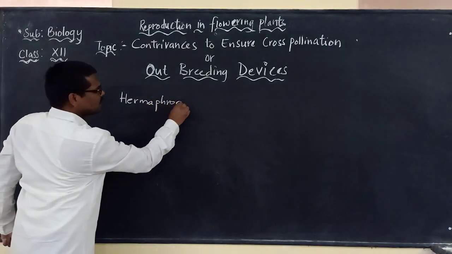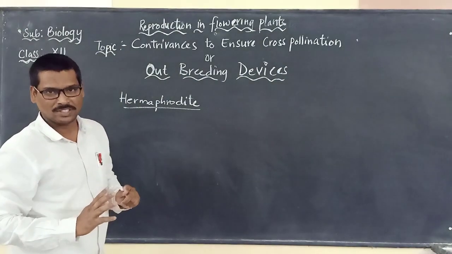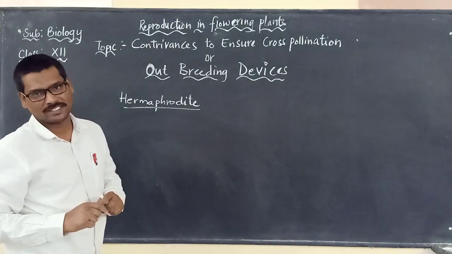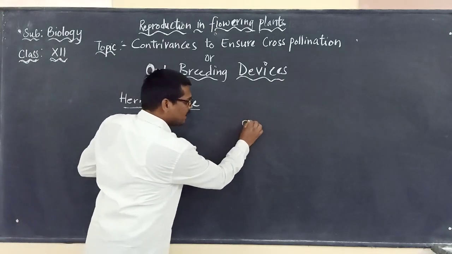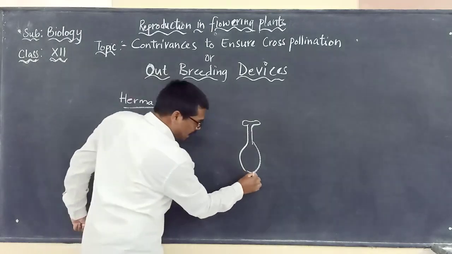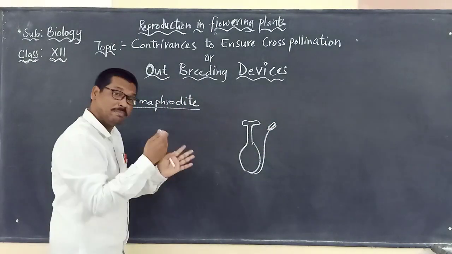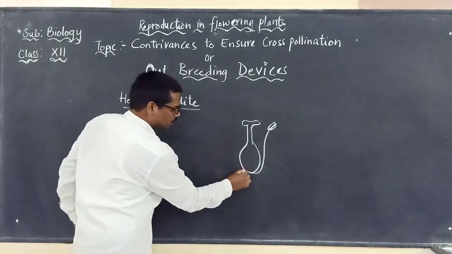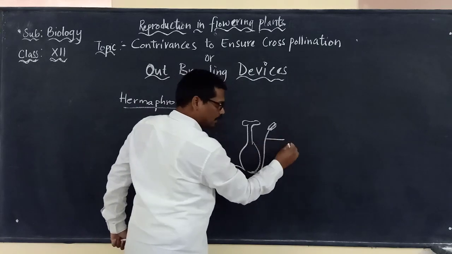Do you know what a hermaphrodite is? An organism which has both sex organs, the male sex organ and the female sex organ. Here, if you take a flower, most flowers will have both the male part and the female part.